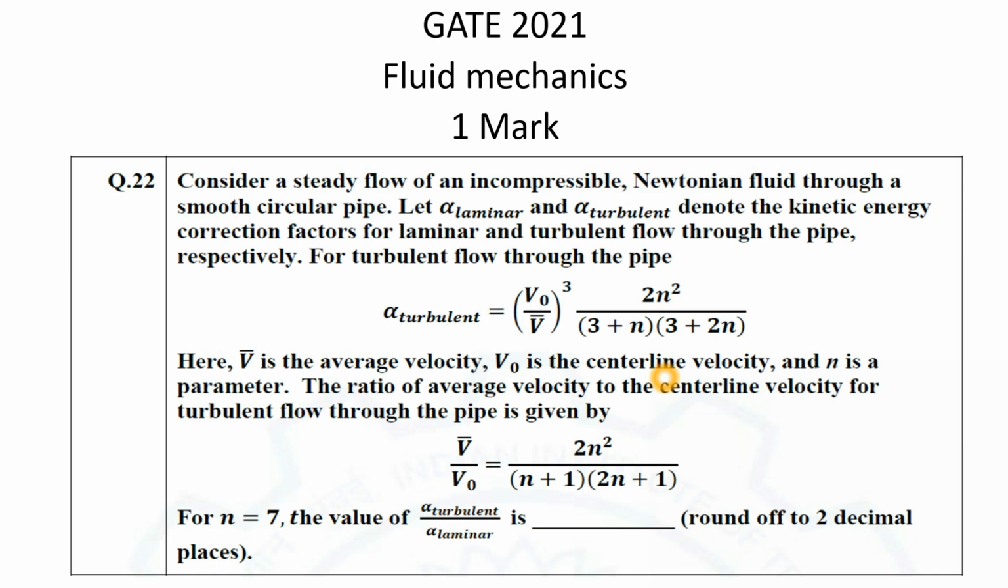For turbulent flow through the pipe, we have been given this equation where V is the average velocity, V naught is the center line velocity. Remember this, it is the center line velocity, and n is a parameter. The ratio of average velocity to the center line velocity for turbulent flow through the pipe is given by this equation. For n equal to 7, we need to calculate the value of the ratio alpha turbulent to alpha laminar.